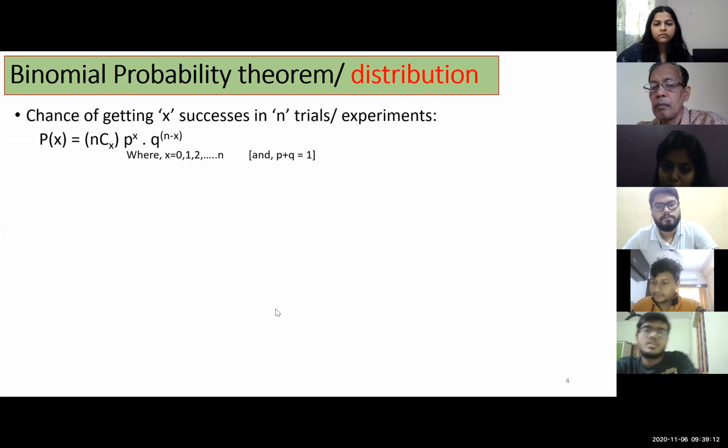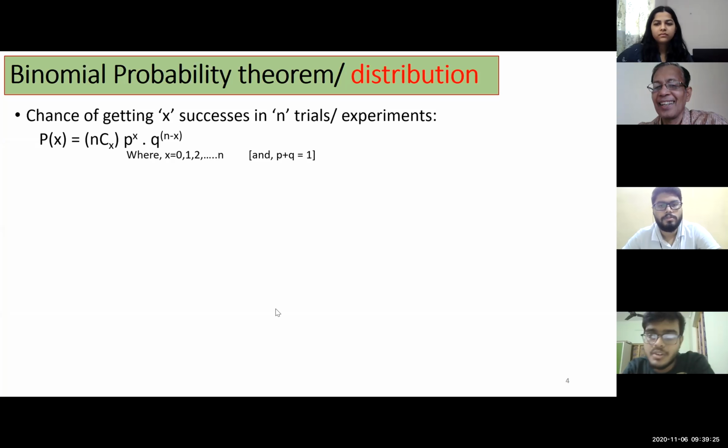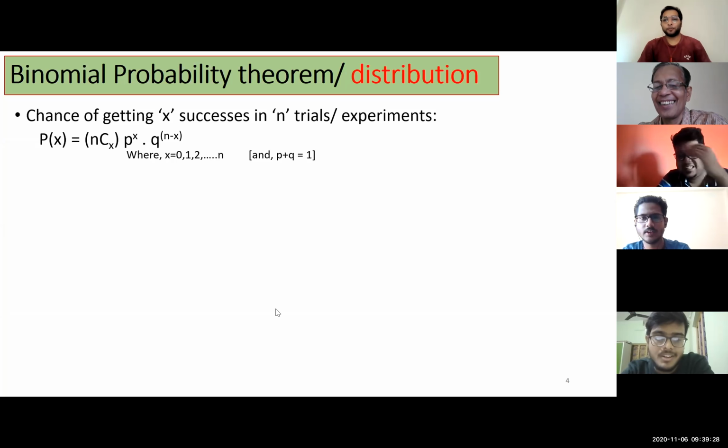Sir, it is one continuous variable from 0 to n. So it can be 2.5 also. Yes, it can be. No, sir. No, sorry, sir. It has to be a whole number. It doesn't include decimals. Integer.